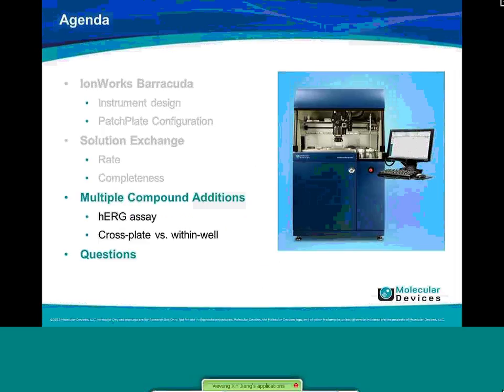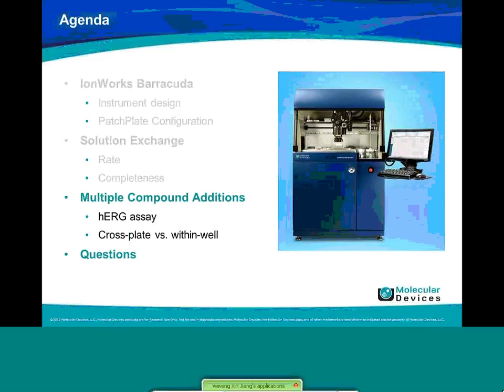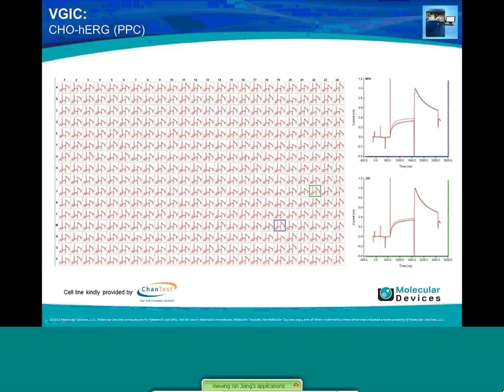So moving on to the last part of the talk, where we use a real ion channel, a hERG channel, and analyze the pharmacology of the hERG channel by using two different types of experiment design. One is the cross-plate type of design, one is the within-well, multiple compound addition type of design. So this is again showing you a PPS recording of the baseline current of the hERG channels, showing you the high uniformity and the high success rate of the recording at 384 recording size.